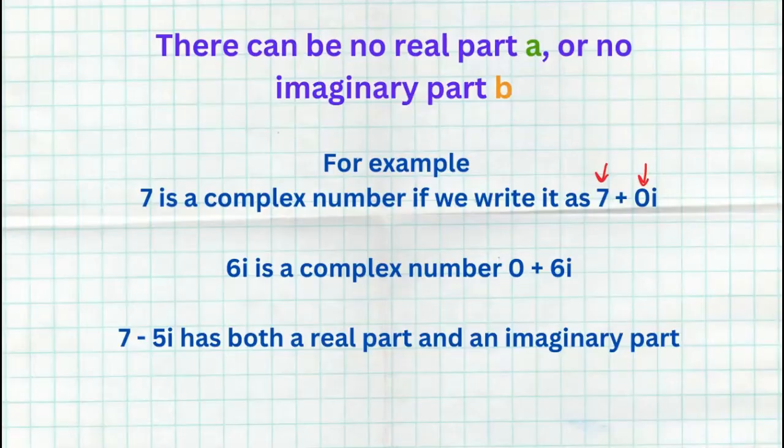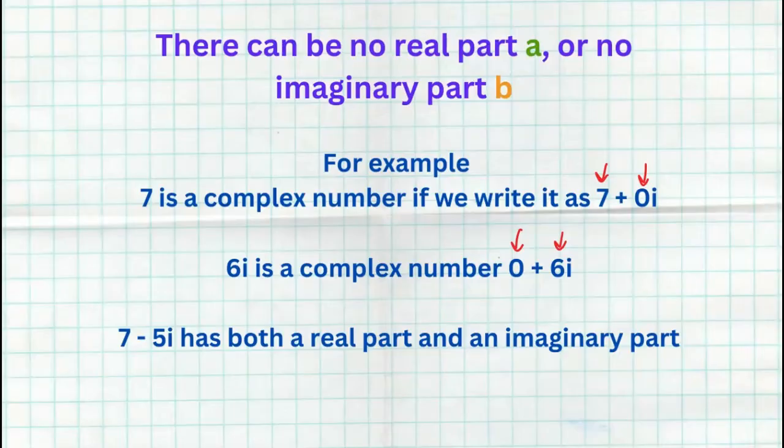6i is also a complex number. It has no real part, which we can represent with a 0, and it does have an imaginary part, 6i. Or we might have a combination, like 7 minus 5i, which has both a real part, 7, and an imaginary part, -5i.